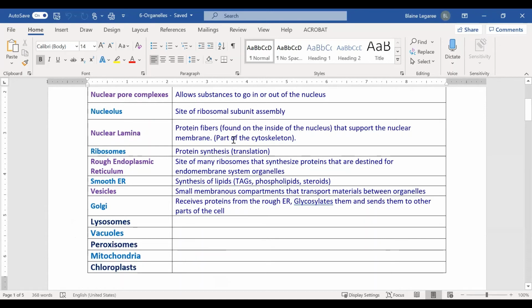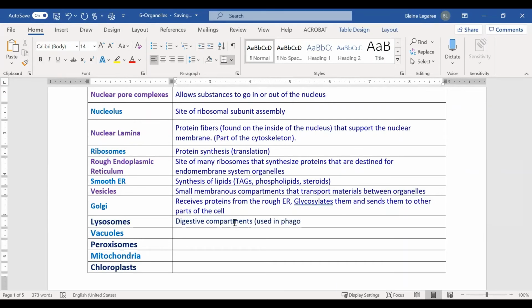Lysosomes, vacuoles, peroxisomes, and mitochondria and chloroplasts. Okay, so we'll throw in some notes here. Lysosomes are digestive compartments, and we'll say they're used in phagocytosis and autophagy. There we go.